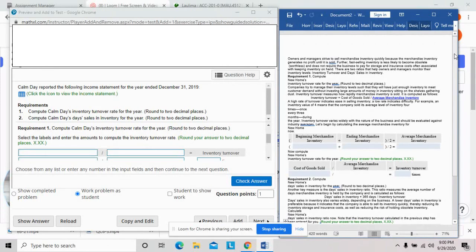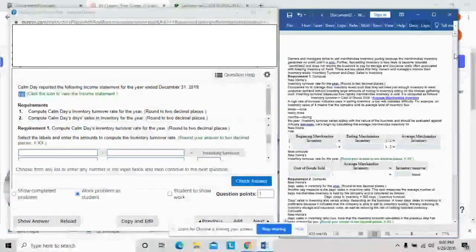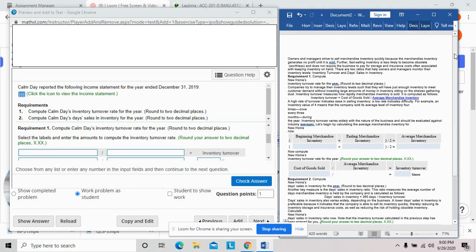In this case, there are two ratios that help owners and managers monitor their inventory levels: inventory turnover and day sales in inventory. As I mentioned in requirement 1 for ComDay, companies try to manage their inventory levels such that they will have just enough inventory to meet customer demand without investing large amounts of money in inventory sitting on the shelves gathering dust. So inventory turnover measures how rapidly merchandise inventory is sold. Turnover, as in turning over your goods to customers.